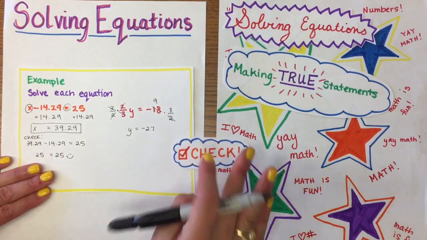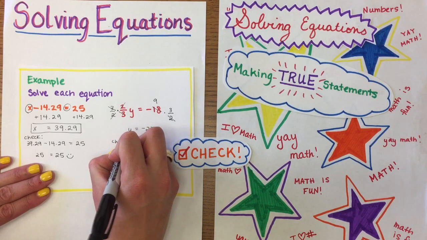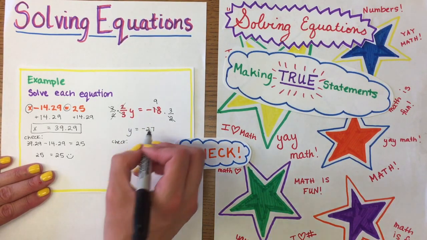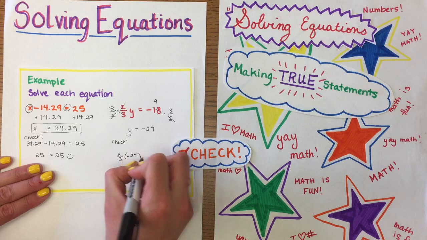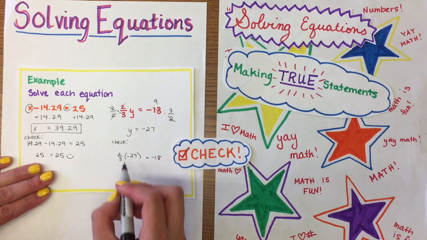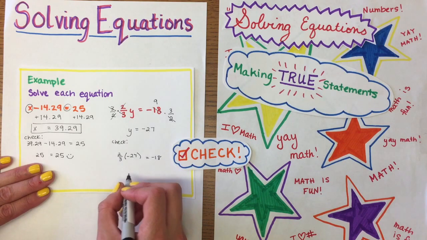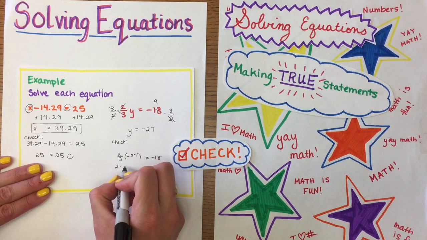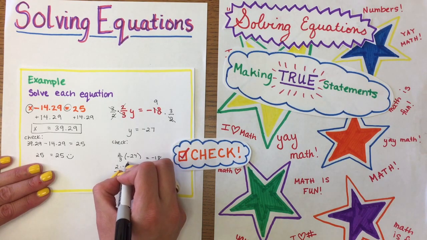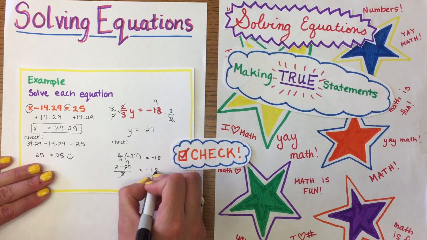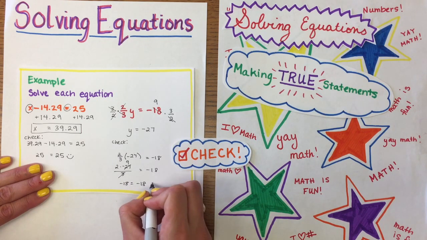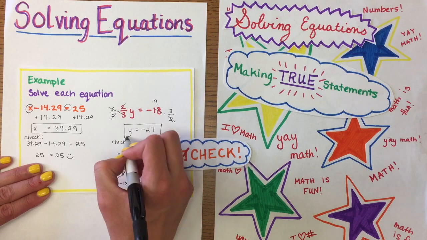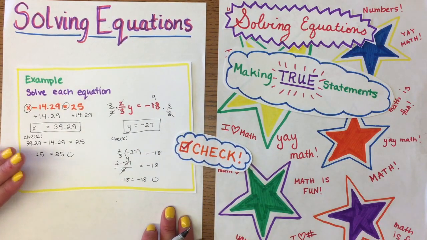I am going to check this answer. So I'm going to plug y equals negative 27 into my original equation. So I have 2/3 times negative 27 is equal to negative 18. 2/3 times negative 27, so that's 2 times negative 27 divided by 3. 27 divided by 3 is 9. 2 times negative 9 is negative 18. Negative 18 is equal to negative 18. So if y is equal to negative 27, that makes a true statement.